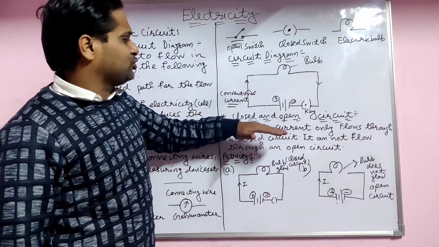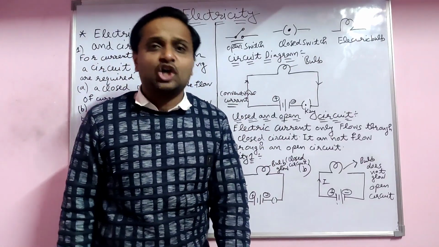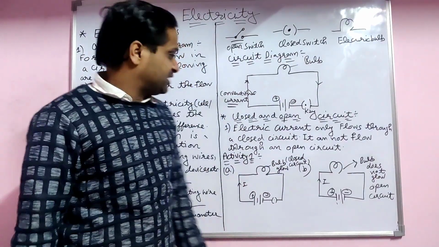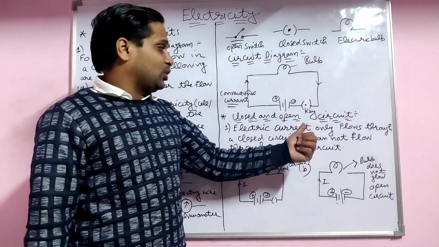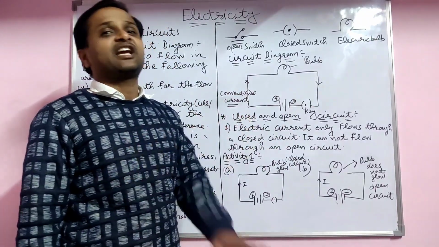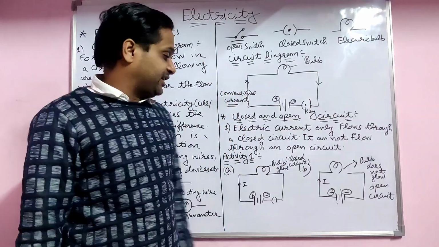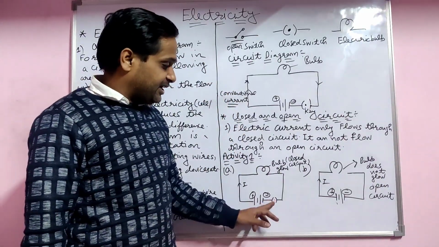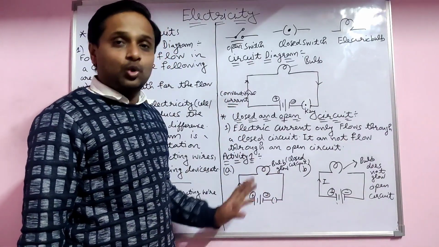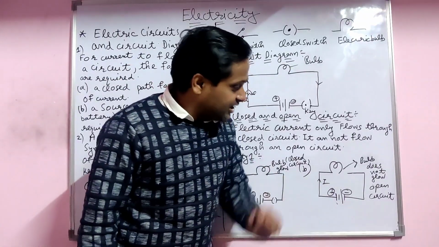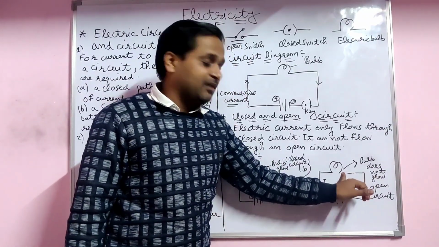So now we have to see the two types of circuit. One is a closed circuit, one is an open circuit. Electric current only flows through the closed circuit. When the circuit is open, electric current does not flow. So we have to do the first activity. Here you see the circuit is closed, so the bulb glows. But here we see an open circuit, the bulb is fused.